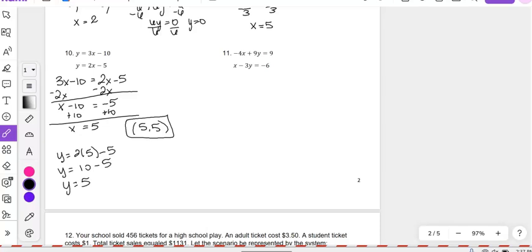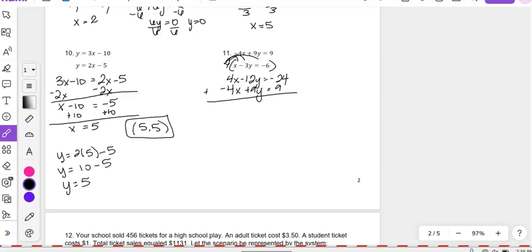Negative 4x plus 9y equals 9. X minus 3y equals negative 6. I don't have a variable by itself, so I am not going to substitute. My coefficient of x in the second equation is just 1. So I'm going to multiply this entire thing by 4 so I can get my x's opposite. So I have 4 times x is 4x, 4 times negative 3y is negative 12y, and 4 times negative 6 is negative 24. I rewrite my first equation right underneath, and since I have opposite coefficients, I'm going to add them.